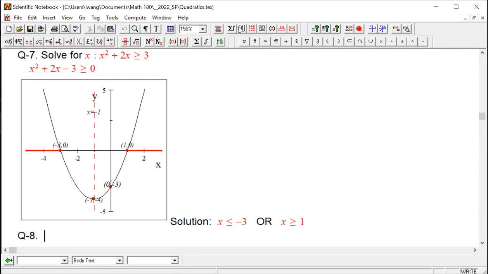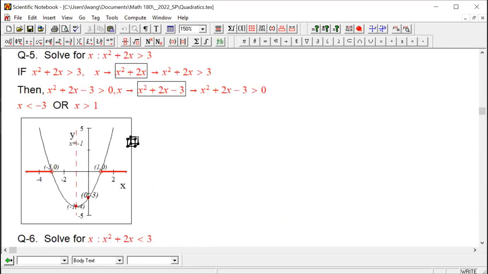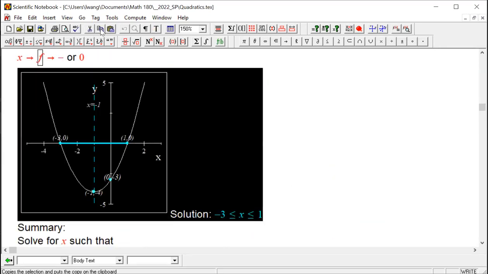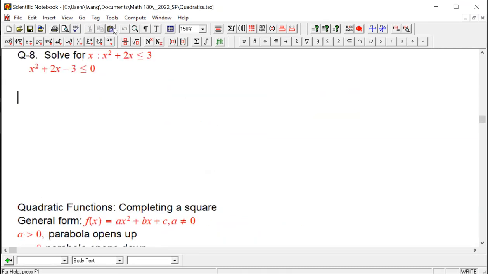Last but not least, say I want this to be less than or equal to 3. And of course, if we tweak it algebraically, it's going to be less than or equal to 0. And we have an answer for that too, by making 0. We got this answer. So I'm not doing that all over again.